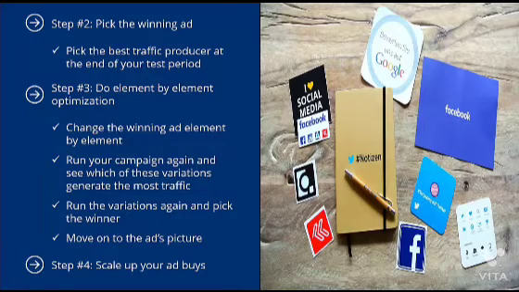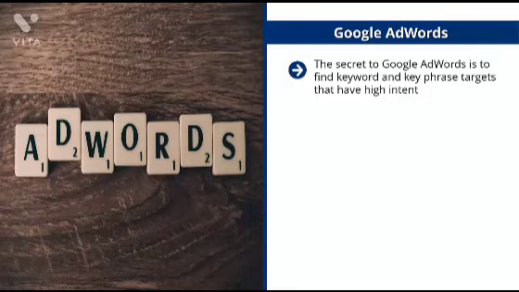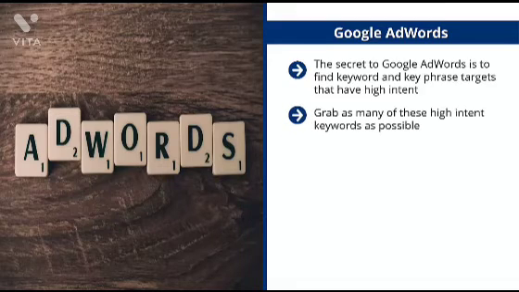Step number 4, scale up your ad buys. Once you have identified your winning ad, which converts at a predictable level, ramp up your budget and let her rip. Google AdWords. The secret to Google AdWords is to find keyword and key phrase targets that have high intent. In other words, just by reading these keywords, you can tell that the people typing them into Google really want to buy. Grab as many of these high-intent keywords as possible. Drive them all to your landing page.